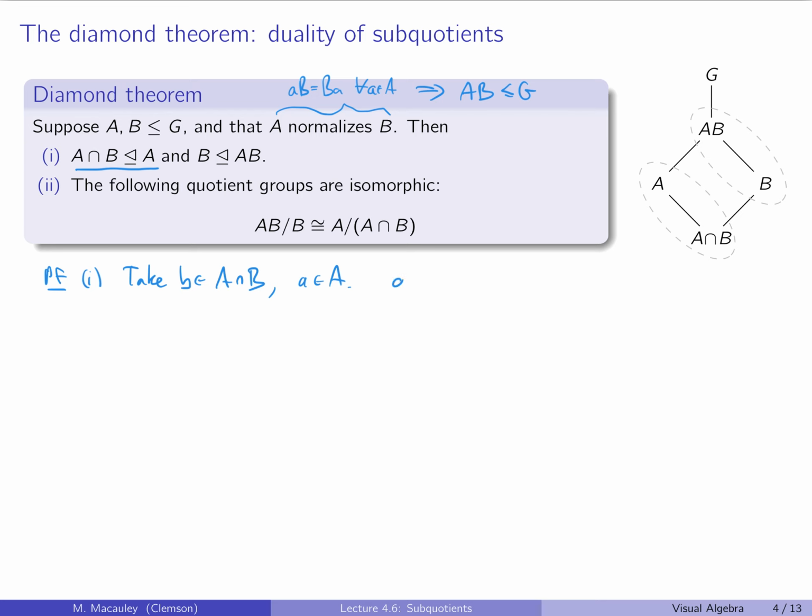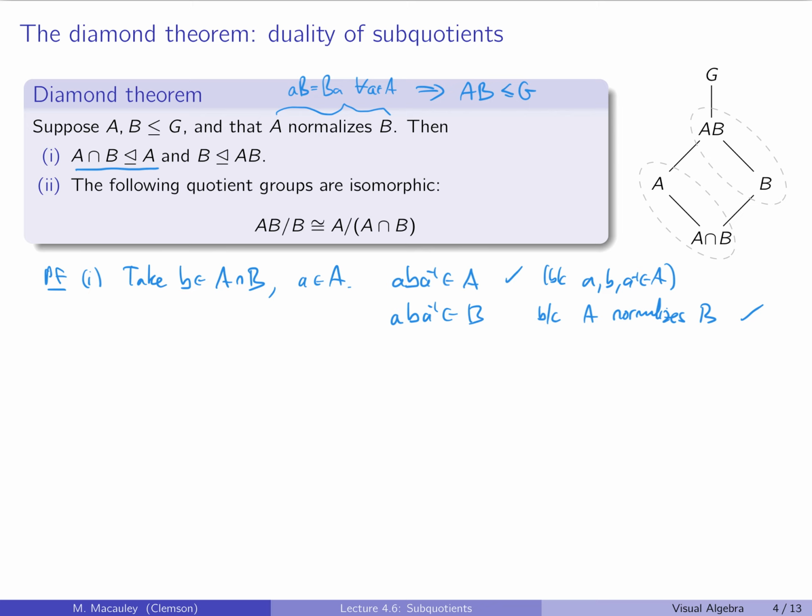And then A B A inverse is in A, right? Because A, B, and A inverse are in A, and by closure. But we also have to show this is in B. So why is that? A B A inverse is in B, and that's because A normalizes B. So we take something in B and conjugate it, it remains in B. So that's the first one, or the first part of the first one.